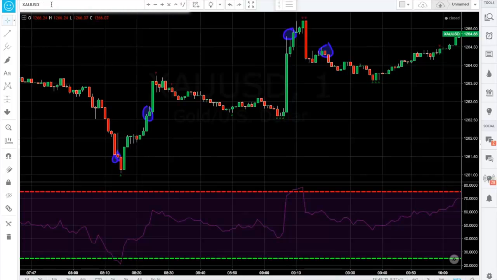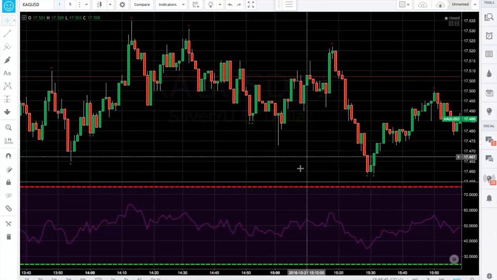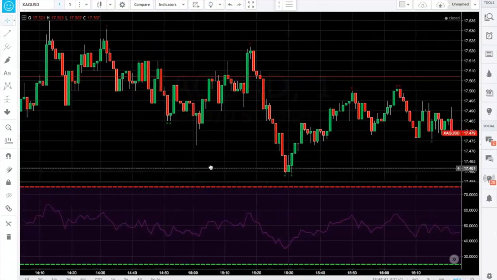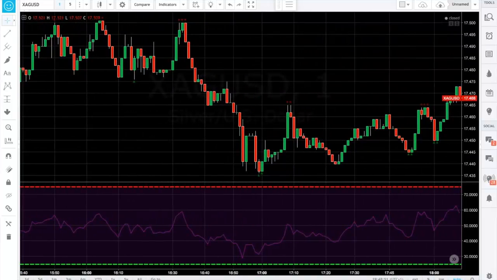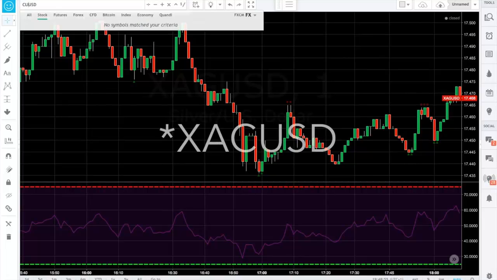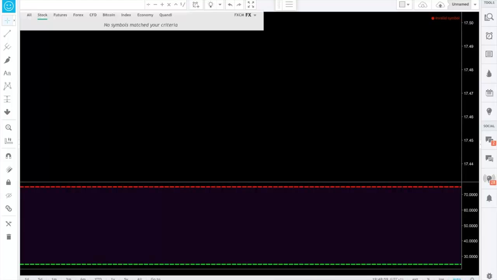So we're on XAU USD, that's gold if anyone doesn't know. Silver is XAG USD. So anyone that knows chemistry, XAU is gold, XAG is silver. I haven't even searched copper. I think copper's CU. No, copper's not CU. Let's completely scratch that anyway.